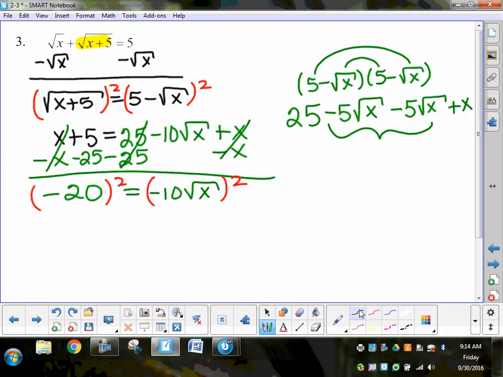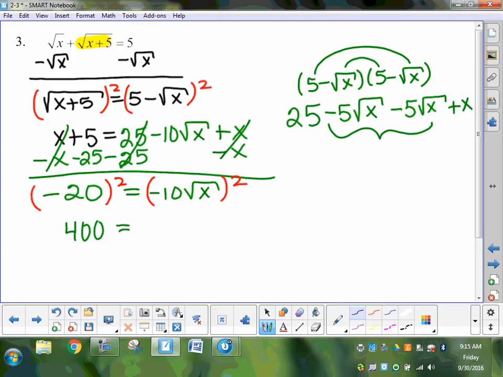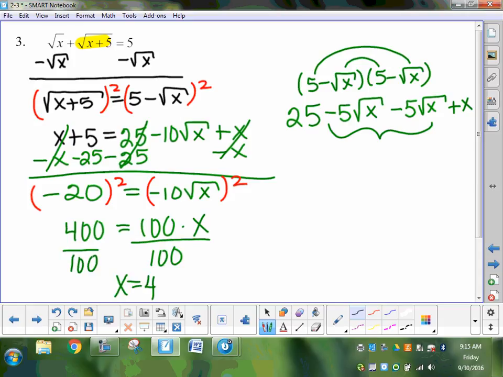What's negative 20 squared going to give you? 400. Now, what is negative 10 squared going to give you? 100 times. What would you do from here? Divide by 100, and you would get an answer of? Before I circle it, who, by the way, went right here and divided both sides by negative 10? Are you going to get the same answer? Aren't the numbers a little bit easier? But does that mean that he's wrong?